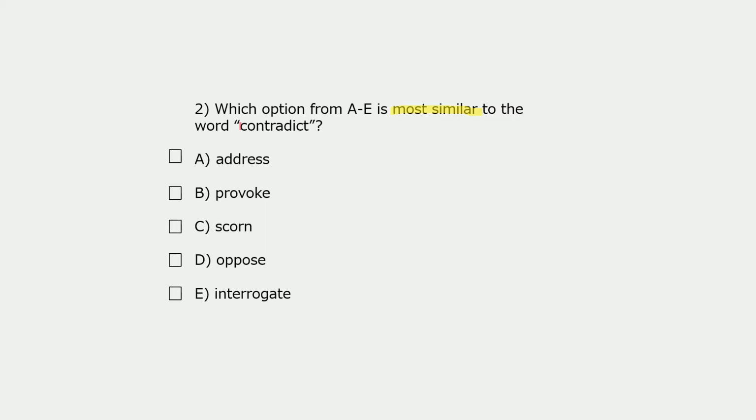Don't get confused by the word contradict in the question. It is not part of the actual question. It's just a word that you need to find a synonym to. Don't get confused. They will probably do this in the exam. Now, what's this most similar to, contradict?